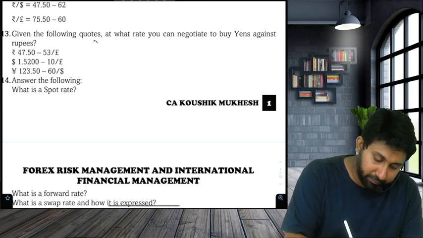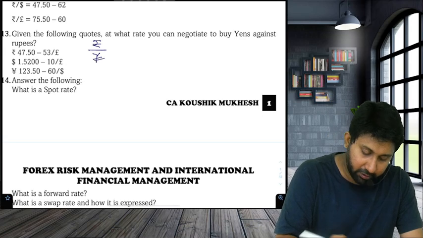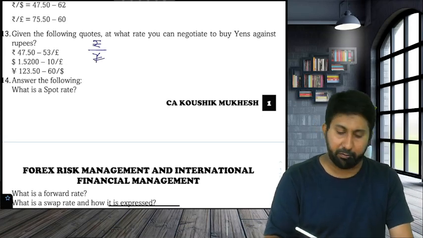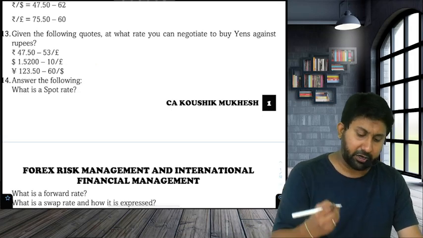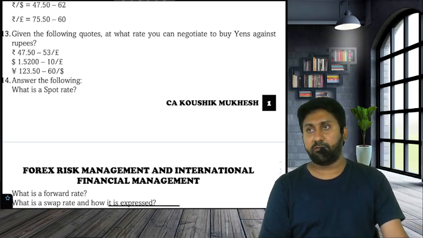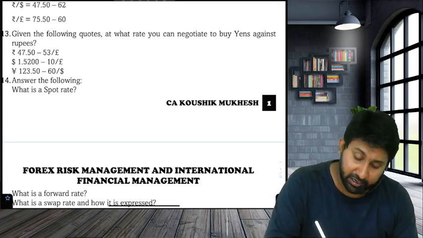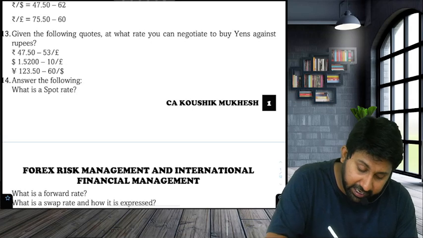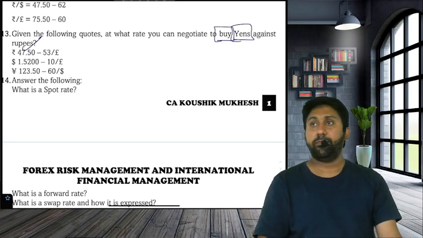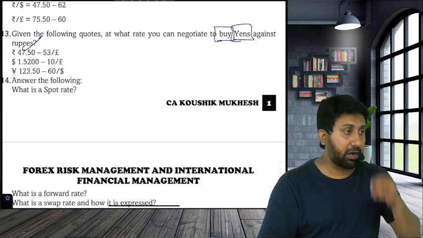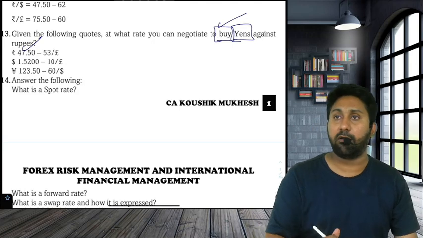We want the rupee yen format or yen by rupee format. You take whatever you want, but try to understand clearly what quotation we want. See here. He clearly said, negotiate to buy yens against rupee. So now let us understand which should come in the denominator and which in the numerator. I want to buy yens.